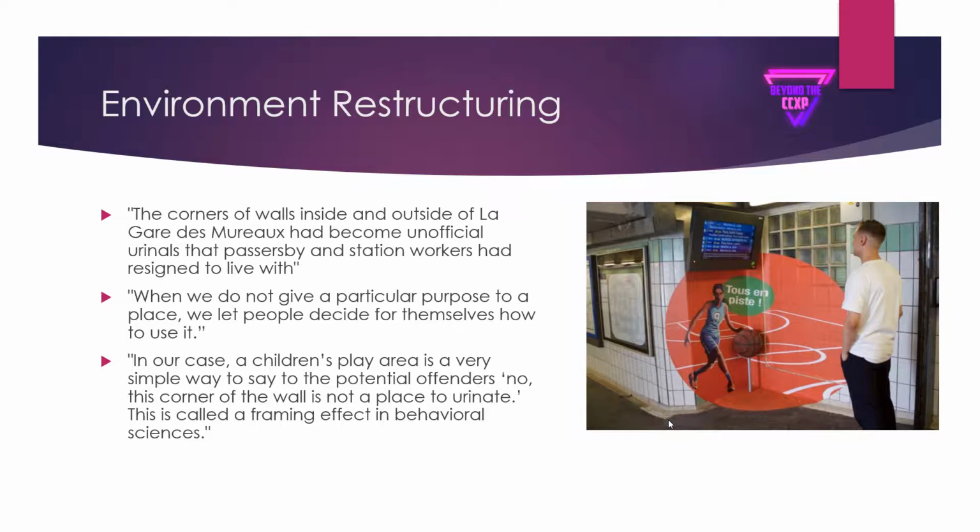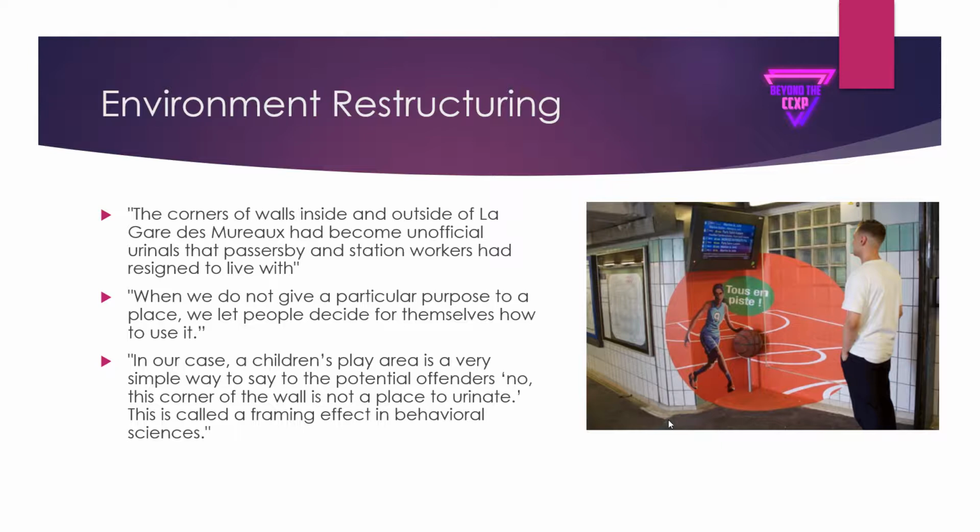So one of the famous quotes is, when we do not give a particular purpose to a place, we let people decide for themselves how to use it. So, of course, that's what happened. So they said, in our case, a children's play area is a very, very simple way to say to the potential offenders, no, this corner of the wall is not a place to urinate. This is called a framing effect in behavioral sciences. But basically, they restructured the environment.